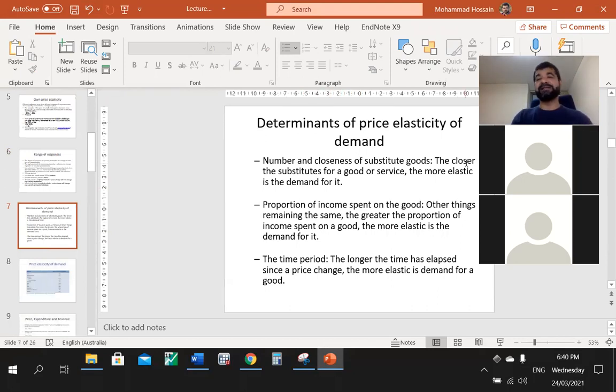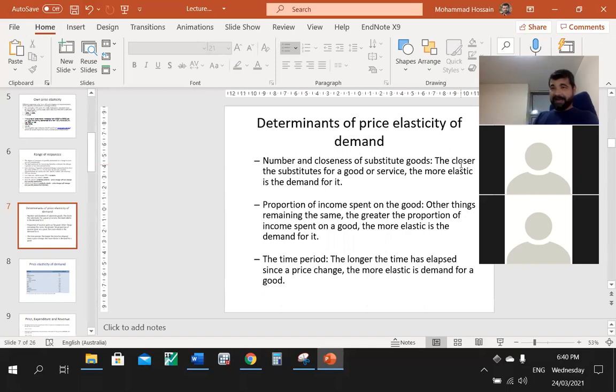Now, determinants of price elasticity of demand. What determines that? What is your price elasticity of demand? The first one is the number and closeness of substitute goods. Then it tells you that the closer the substitute for goods or services, the more elastic the demand will be. Make sense?